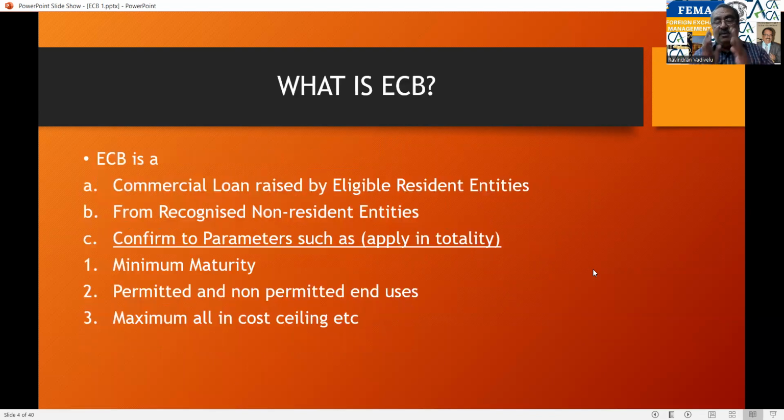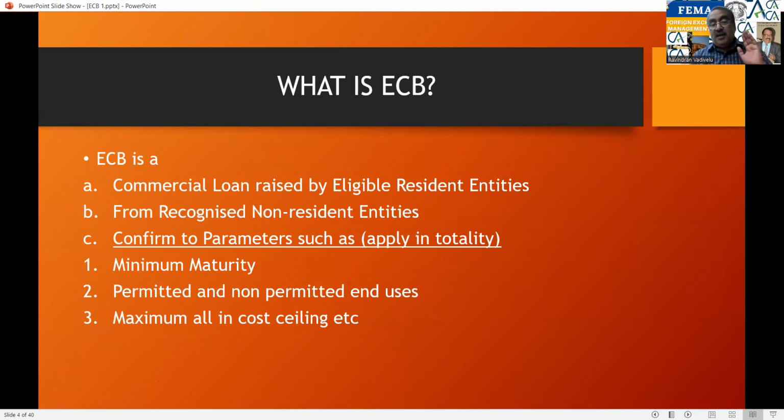What is ECB? ECB means external commercial borrowing. It's a commercial loan raised by eligible resident entities, that is, eligible resident entities in India. They have to receive the ECB from a recognized non-resident entity. That is, the resident receives the money through ECB from recognized non-resident entities.